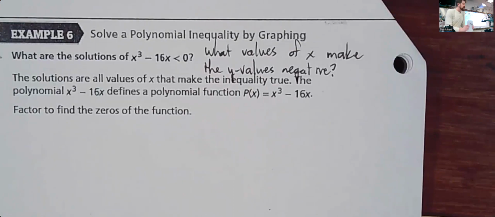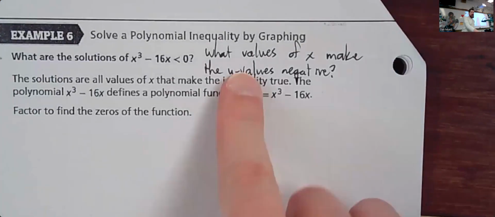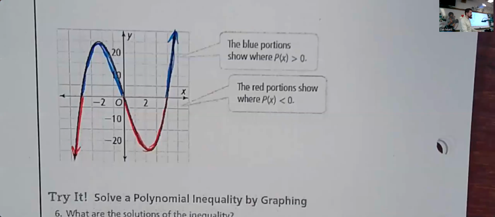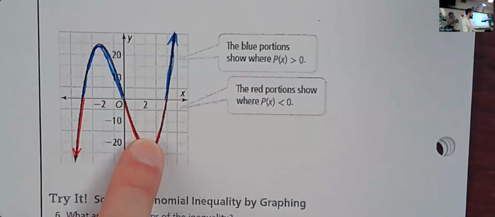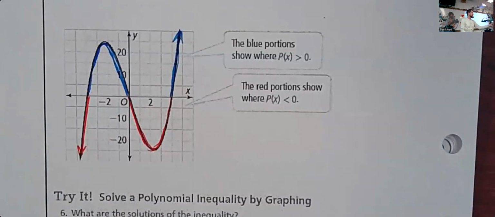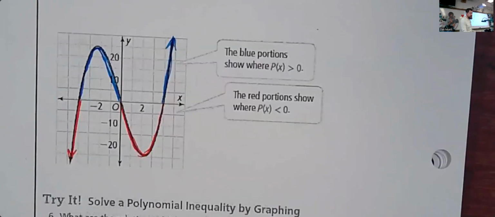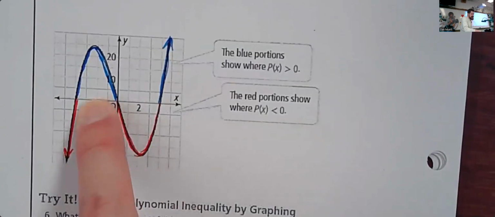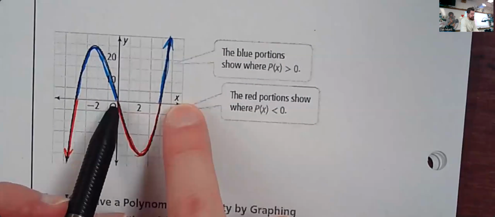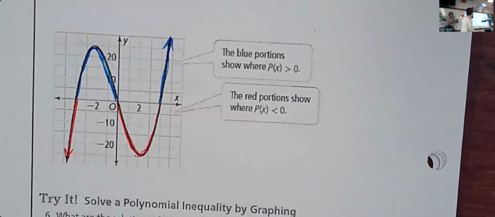All right. So what values of x make the y values negative? So here we go. The y values are negative here and here. The values of x that those are associated with, did you get it in assignment yesterday? No? All right, there you go. The x values that are associated with the red would be x is less than negative 4, yep. And x is in between 0 and 4. So those are going to be our answers.